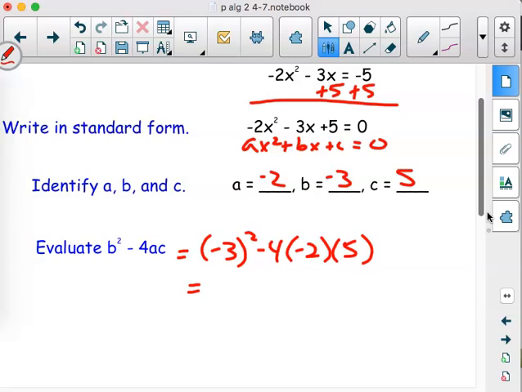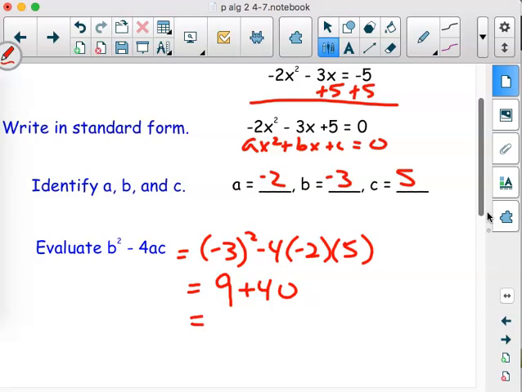So order of operations says do exponents first. This will be negative 3 times negative 3 because it's negative 3 squared, which is 9. Negative 4 times negative 2, that's 8. 8 times 5 is 40.